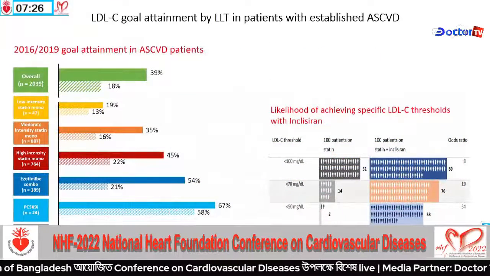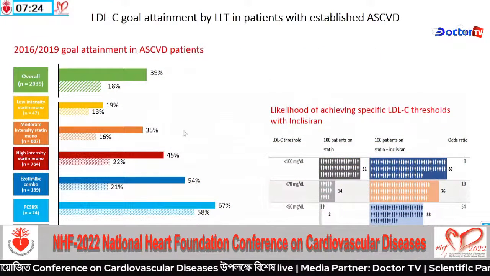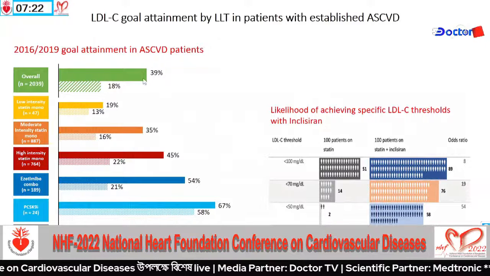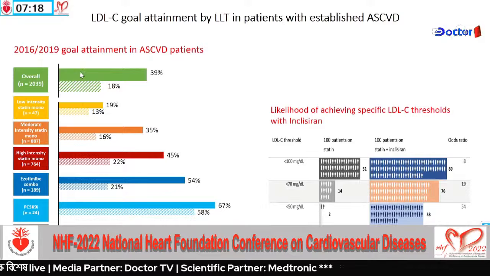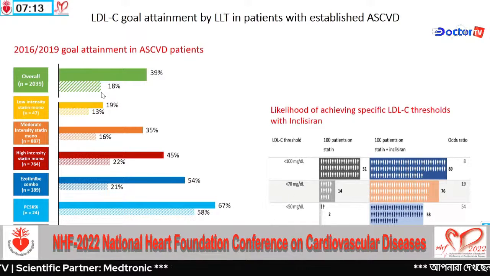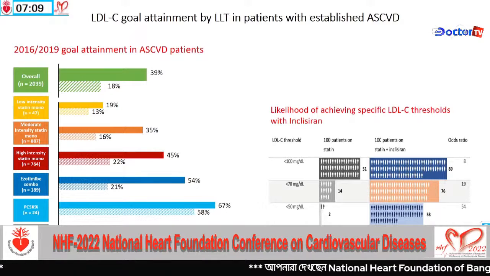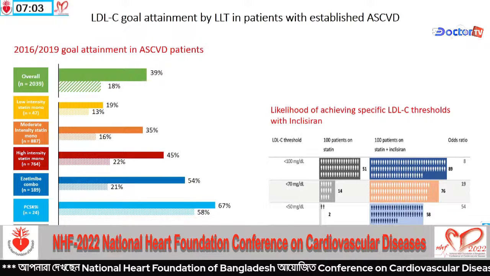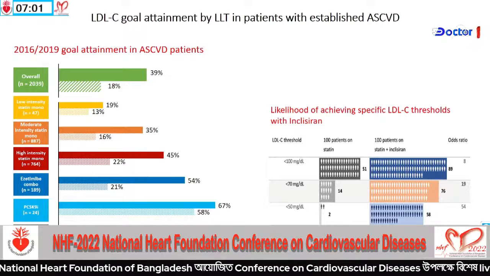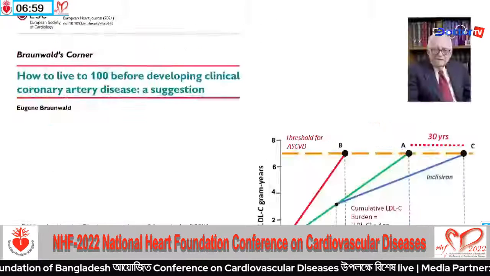But is that achievable? As we see, the DA VINCI registry had clearly shown us that the subjects who reach the target goal is less than 20%. So there could be a problem with the physicians, that we are not recommending the proper intensity of the statins, as well as there could be a problem with the compliance in the subjects who are on the statins.